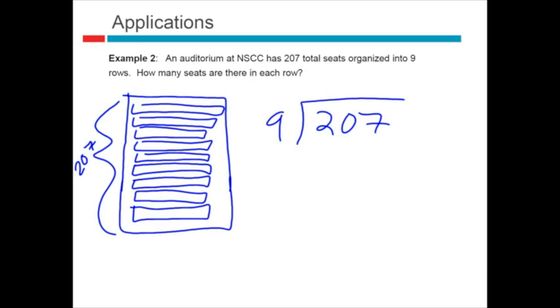So let's go through and divide this. 9 goes into 207 2 times. 2 times 9 is 18.